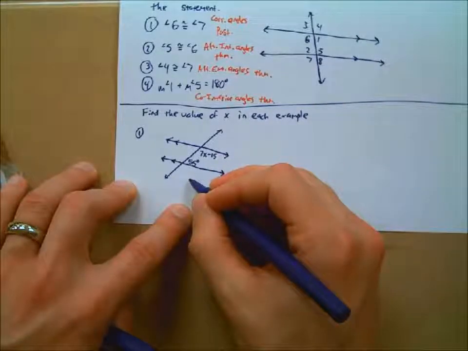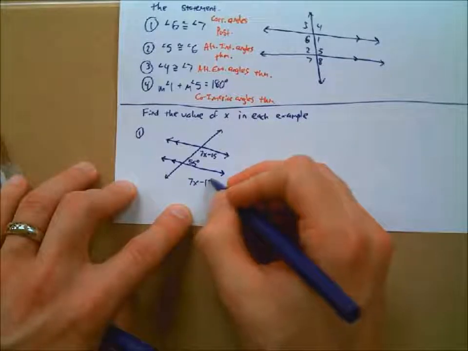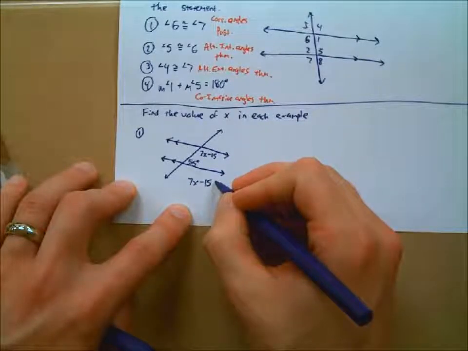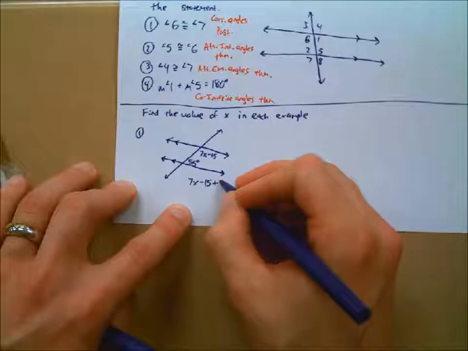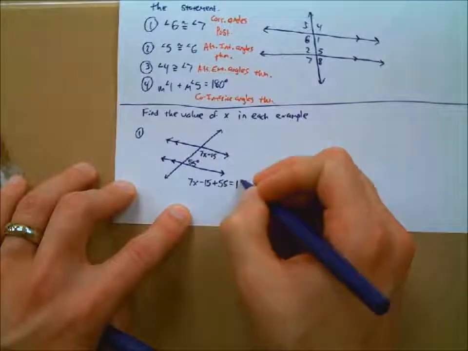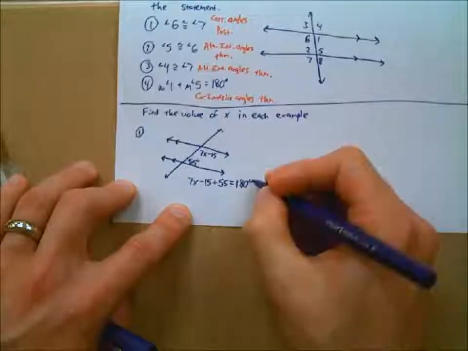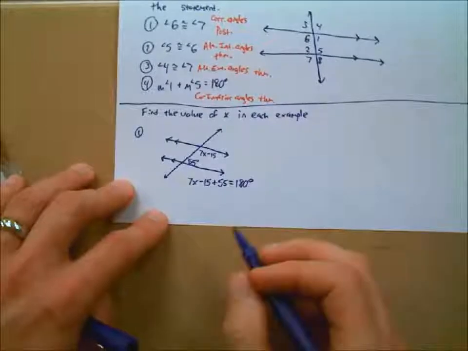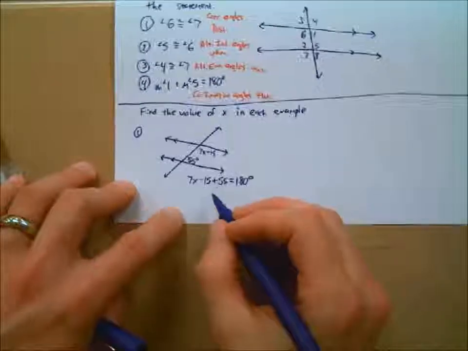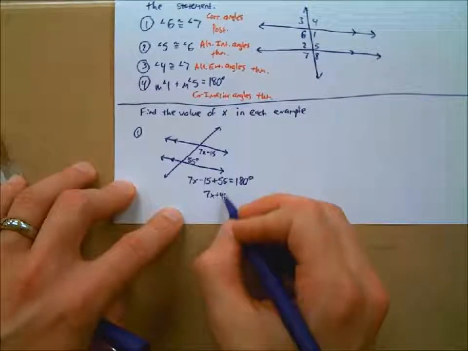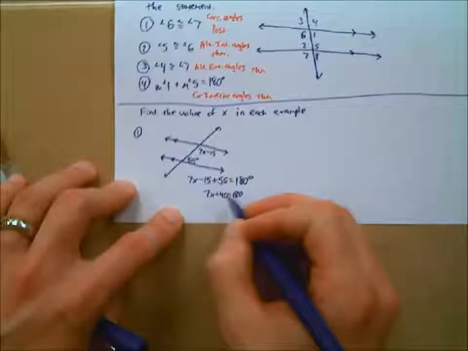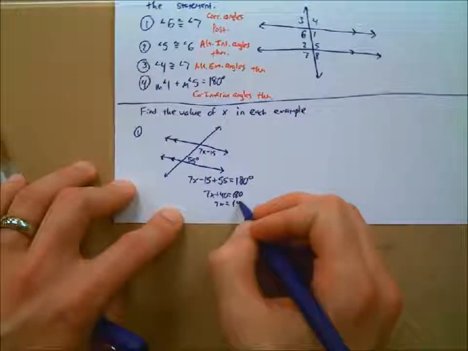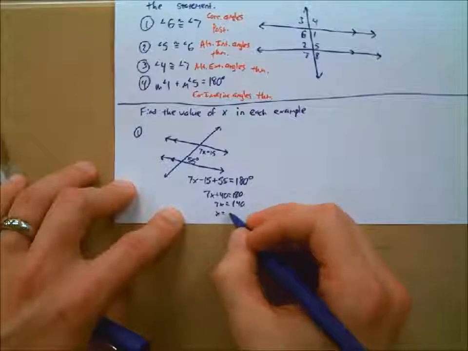7x minus 15. Is it what I say plus 55? Correct, yes. There you go. Great job. They add up to 180. Okay, and so now we'll just combine like terms and solve. Minus 15 and the 55 makes 40. Subtract 40 on both sides, you get 140. Divide both sides by 7, you get x equals 20.